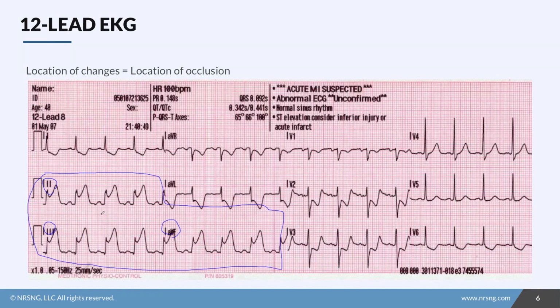Now, it's important to be able to see this because inferior MIs require different treatment than other forms of myocardial infarction. So you can see here where the ST elevation occurred, right? We can see the ST elevation here in each of these tracings. And when we see ST elevation in II, III, and aVF, that's meaning it's an inferior MI.